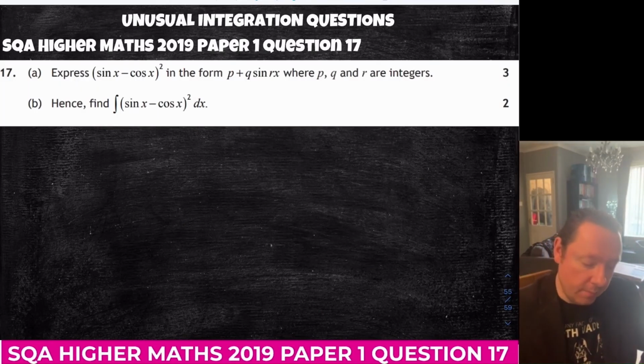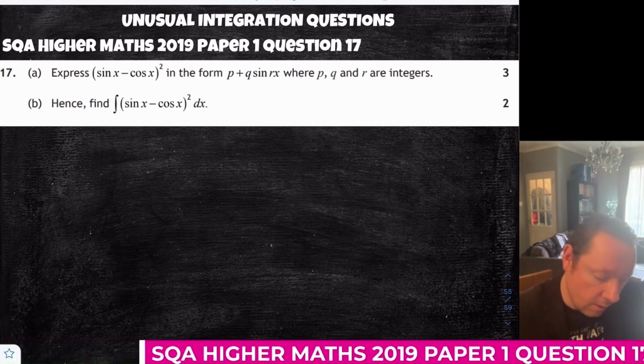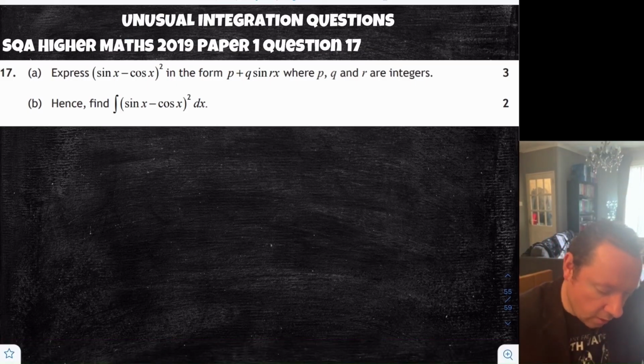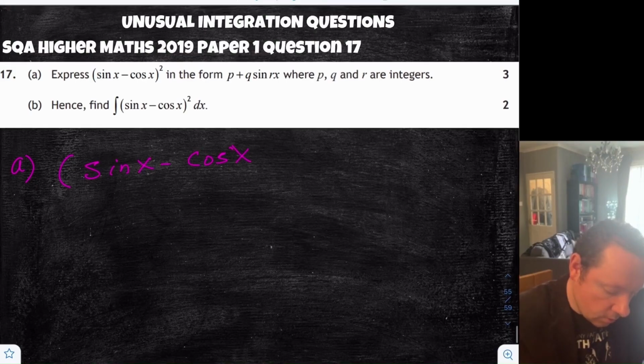SQA Higher Maths 2019, Paper 1, Question 17. Express (sin x minus cos x) squared in this form, and then find the integral. So it's p plus q sin rx. I'm just going to assume we need to expand the bracket. I think you should too. So we've got sin x minus cos x times sin x minus cos x.